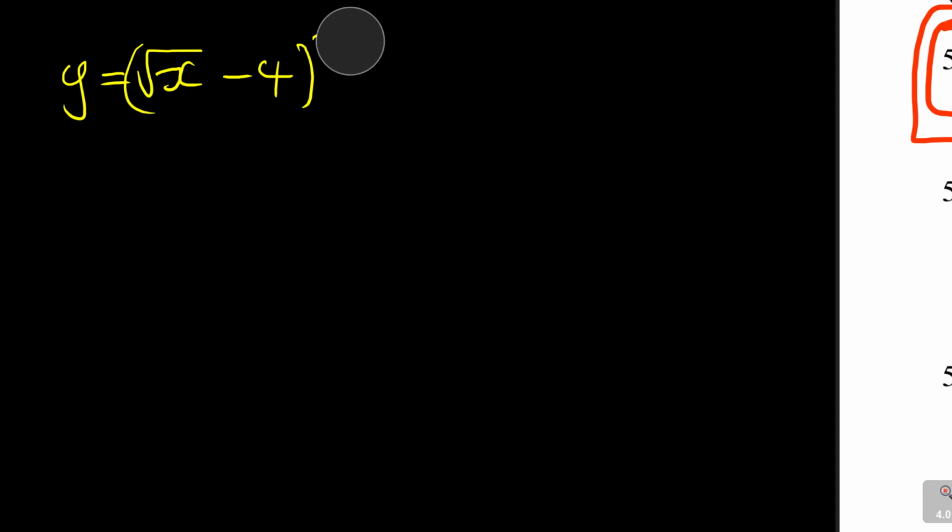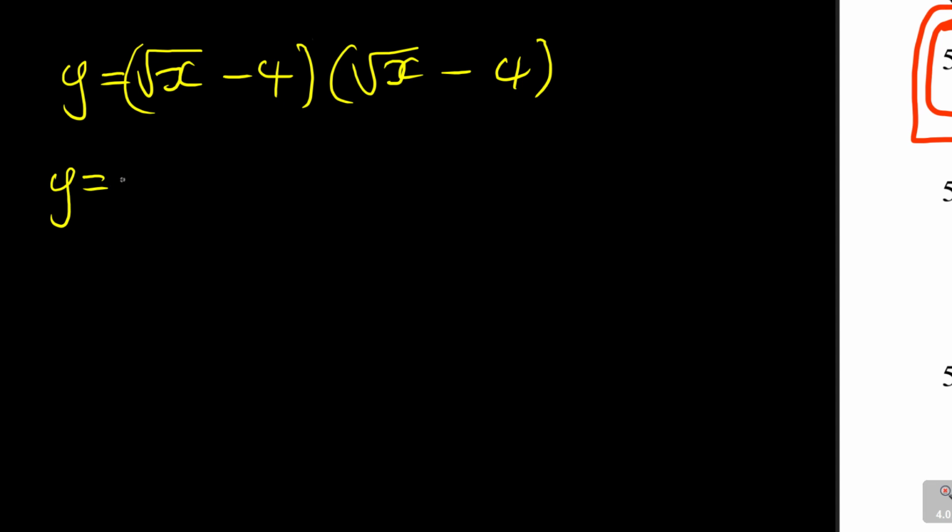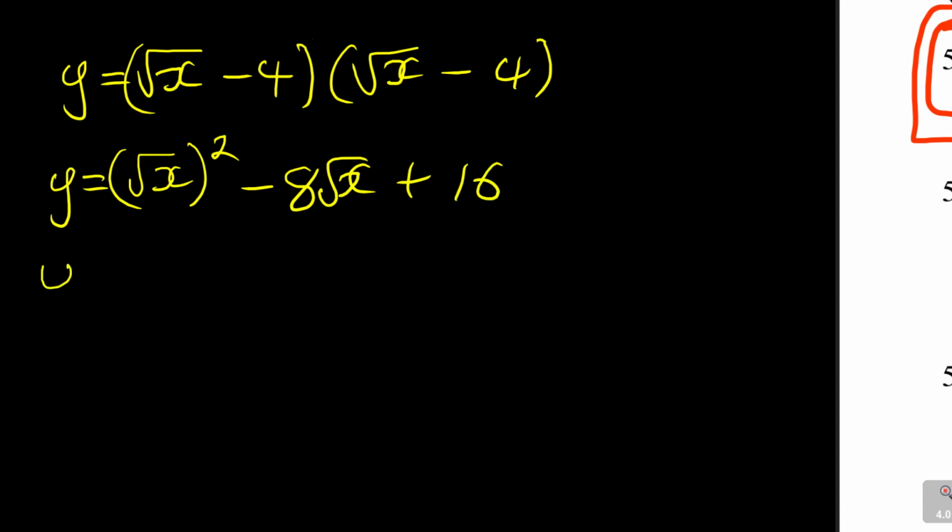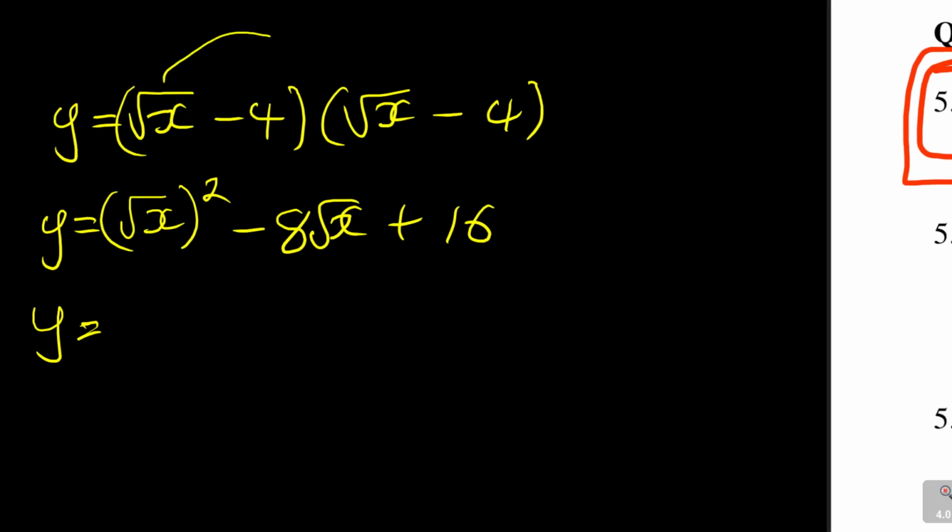So which means it's twice that, right? It's twice this. So we're going to get this squared: square root of x squared, then minus 8 square root of x, plus 16. So y is equal to, because you're opening up, that was expansion.